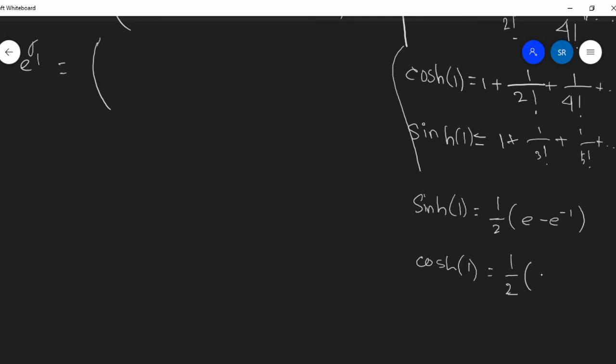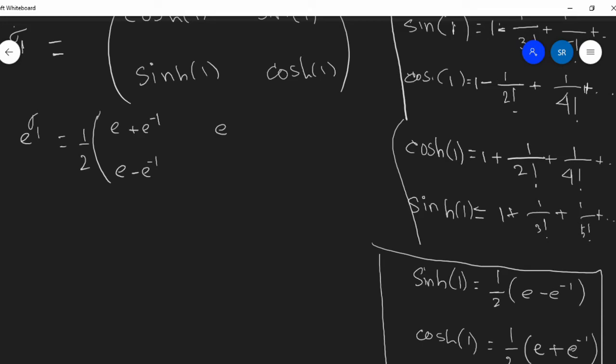oh god, e minus this, e plus e power minus 1, and e minus e power minus 1. Absolutely amazing. And this is our exponential of the first sigma. Cool. Now you know how to deal with such things.